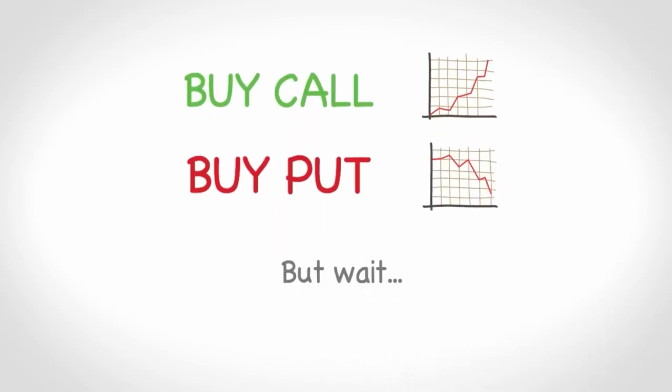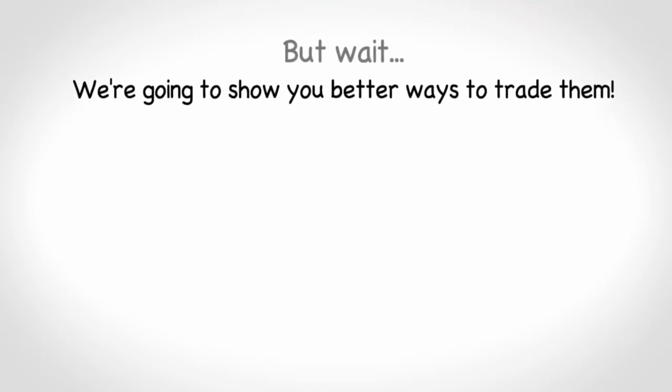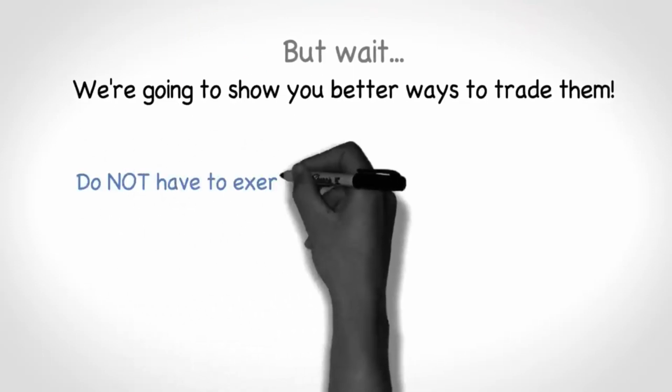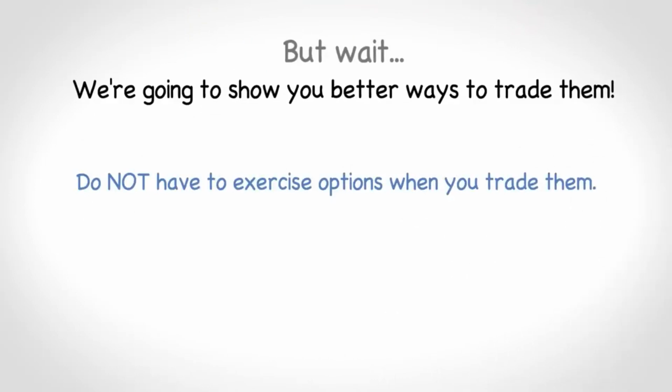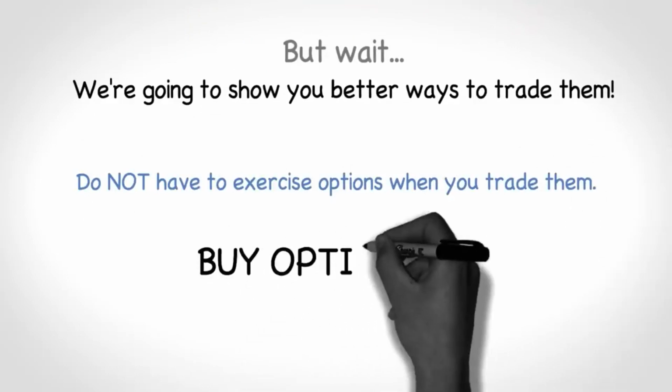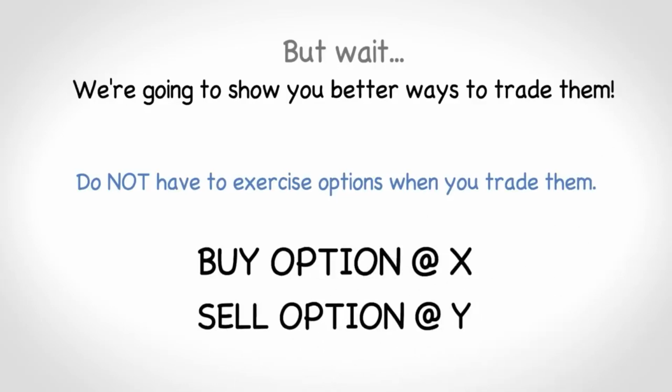Now, before you go out and start buying calls on every stock you think is going to go up and puts on every stock you think is going to go down, keep watching because there are big negatives to buying options like this. And of course, we are going to show you much better ways to trade options. One last note before moving on, you don't actually have to exercise your option contracts when you trade them like we showed you in the examples. You can simply buy an option and then sell the option, hopefully at a higher price than you bought it for. And we're going to cover that more in the next two chapters.